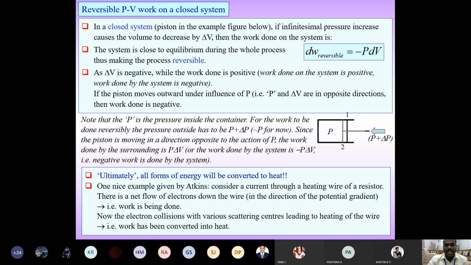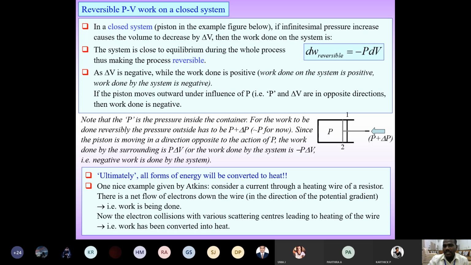As the change in volume is negative, if we compress, pressure plus a change in pressure is applied. So the volume goes from higher volume to lower volume. The change in volume is negative, while the work done is positive. So how can we calculate the work done? By using this equation: change in work done equals minus PdV.